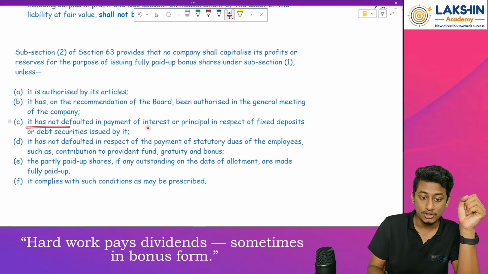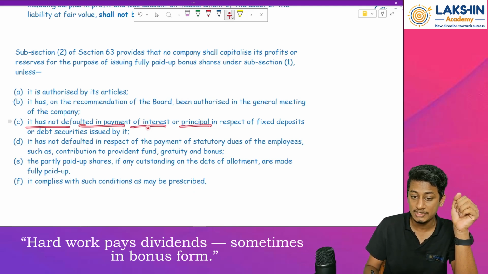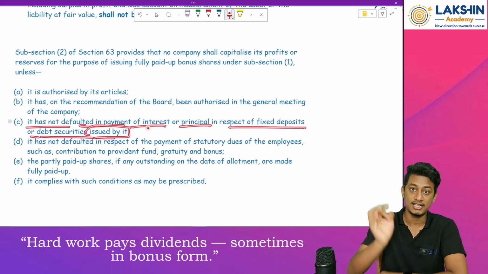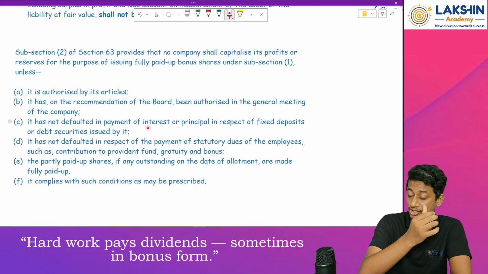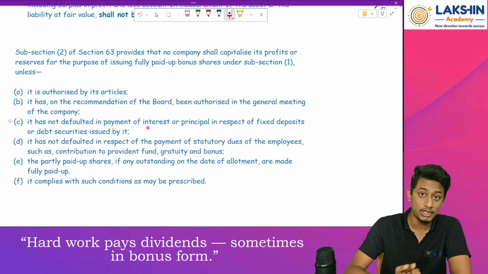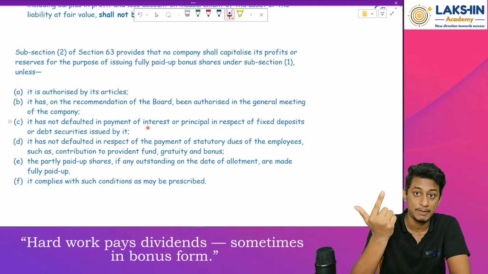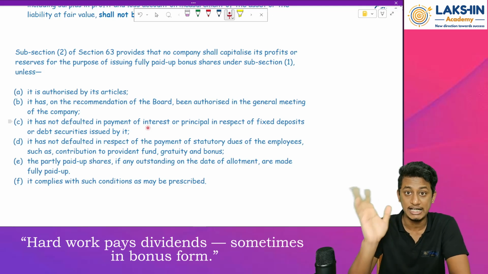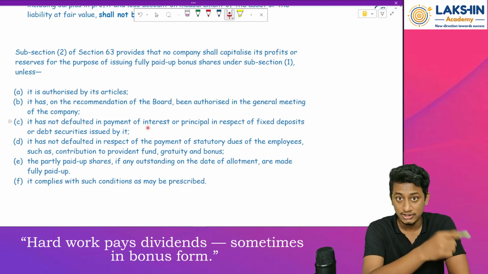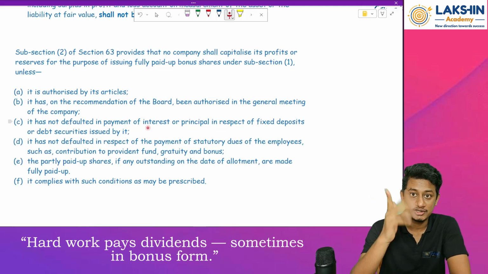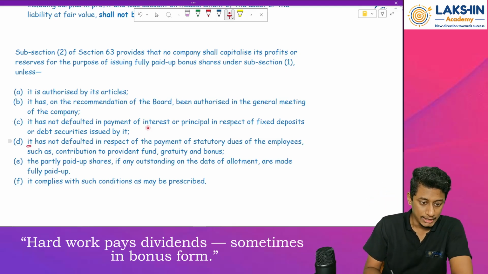Then it has not defaulted in the payment of interest or principal in respect of fixed deposits or debt securities issued by it. Whatever debentures it has issued, on that it has to make the payment. It should not have defaulted on any payments of principal or interest. If the interest or principal is due and pending to be paid, in that case first pay off the dues and then issue the bonus. Without clearing the dues, you cannot issue the bonuses. Clear?